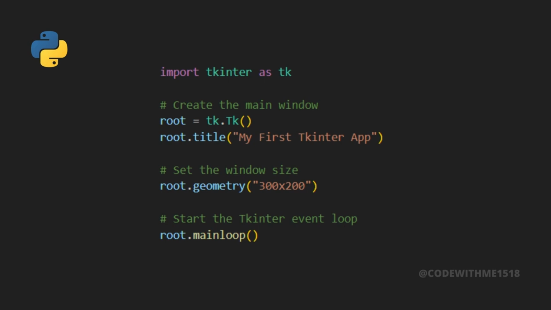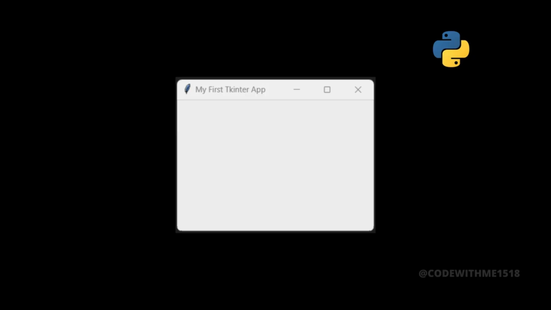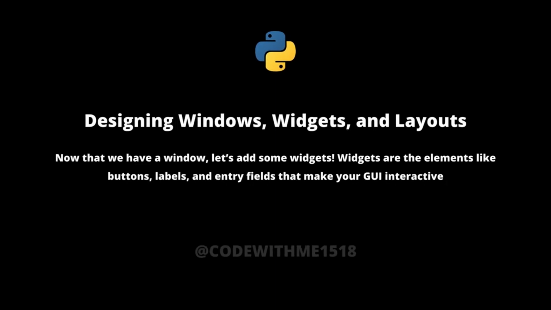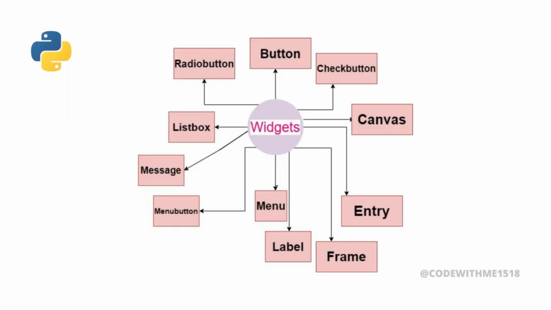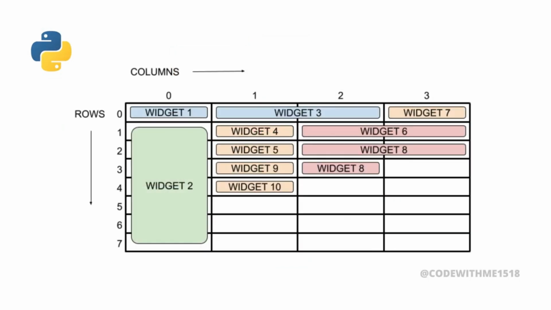This simple script creates a basic window with a title and specified dimensions. The root.mainloop keeps the window open and responsive until you close it. Now that we have a window, let's add some widgets. Widgets are the elements like buttons, labels, and entry fields that make your GUI interactive. Tkinter makes it easy to place and organize these widgets with different layout managers.